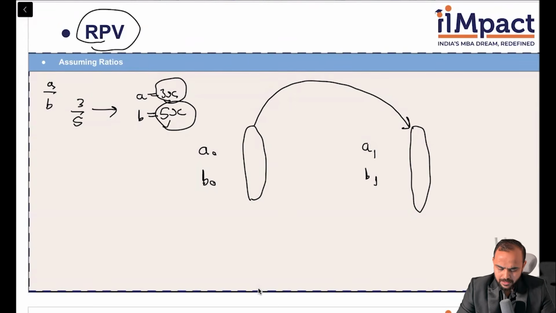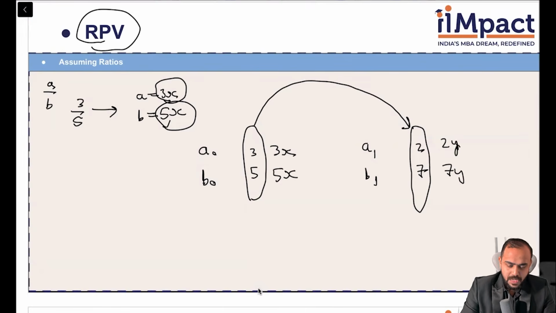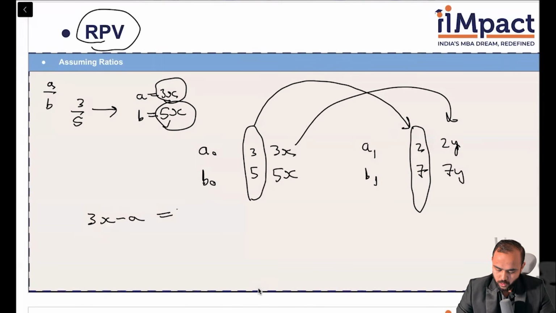So they might say something like the ratio was 3 is to 5, and then A gave some of his items to B, and the ratio changed to 2 is to 7. So whatever he must have given is, let's say, what they are asking you to find. Let's say they have also given you some additional data point. We are still going to follow the same thought process. We will say that this was 3x and 5x, and this was 2y and 7y. And then we will say, let's say he gave a amount. So this changes to 3x minus a, which becomes equal to 2y, and 5x plus a becomes 7y.